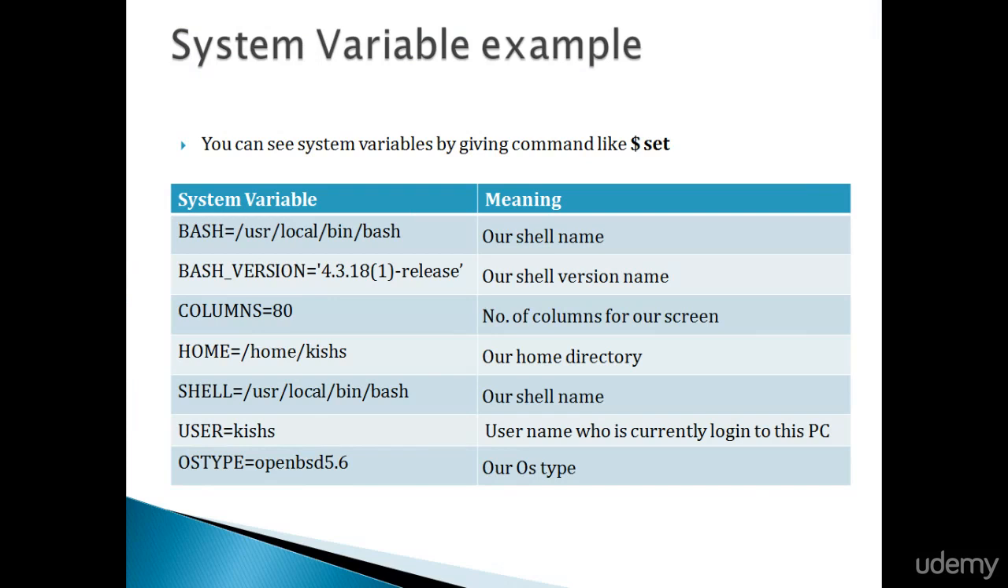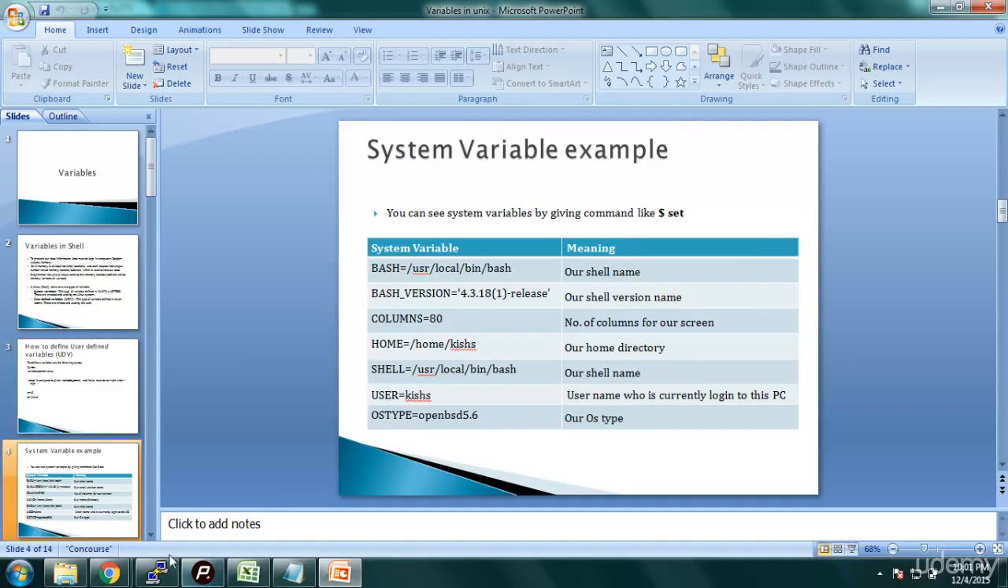The system variables example. We can see the system variables by giving a command like set, to see all the system variables. We have BASH, which is the shell name, the BASH version, which is the shell version, COLUMNS, the number of columns for our screen, HOME, our home directory, and so on. We have a number of variables.